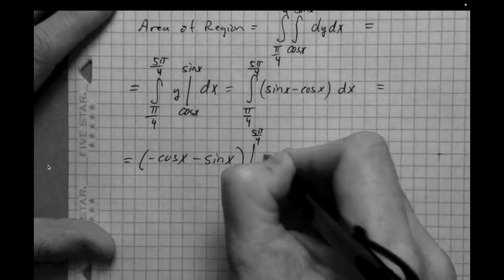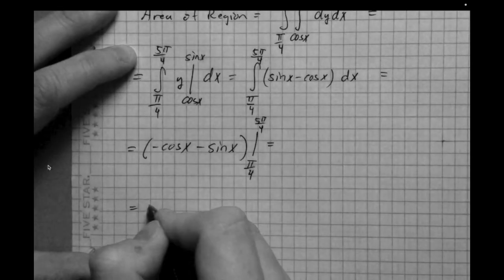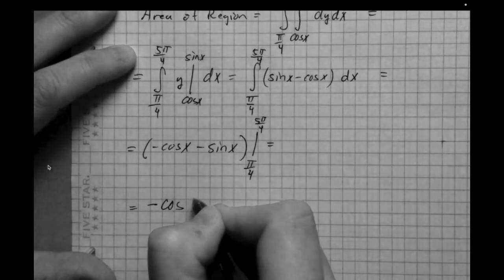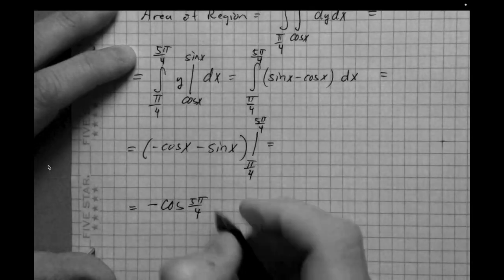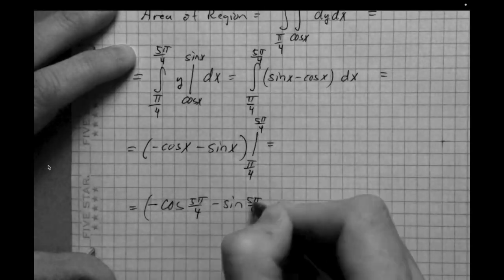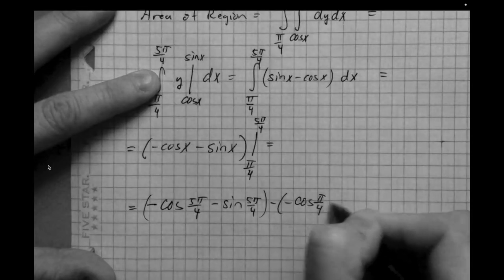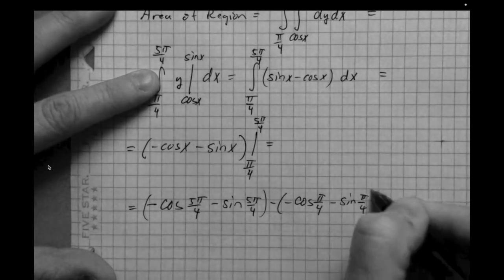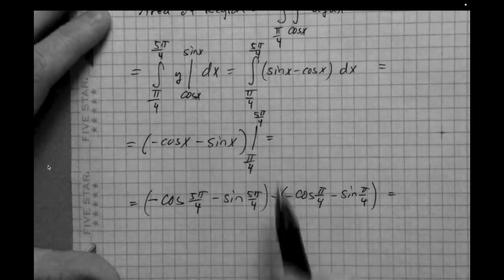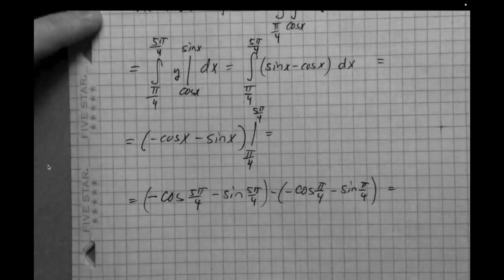Okay. And so now we just have to plug everything in. So let me put that on the next line here. You're going to have negative cos of 5 pi over 4 minus sine of 5 pi over 4. And then that whole thing minus negative cos of pi over 4 minus sine of pi over 4. No big deal, just plugging in those endpoints. Now here's where we have to remember our trigonometry, or maybe pull out a calculator or a unit circle and look for these values.